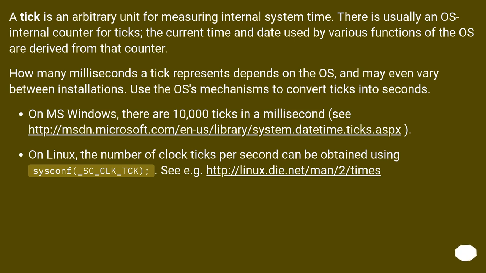On MS Windows, there are 10,000 ticks in a millisecond, see this URL. On Linux, the number of clock ticks per second can be obtained using sysconf _SC_CLK_TCK. See for example this URL.